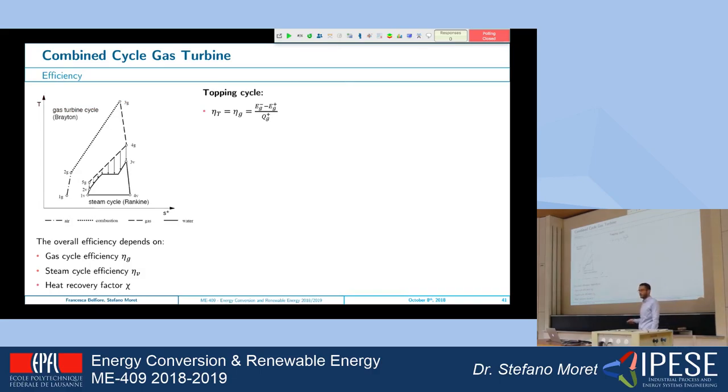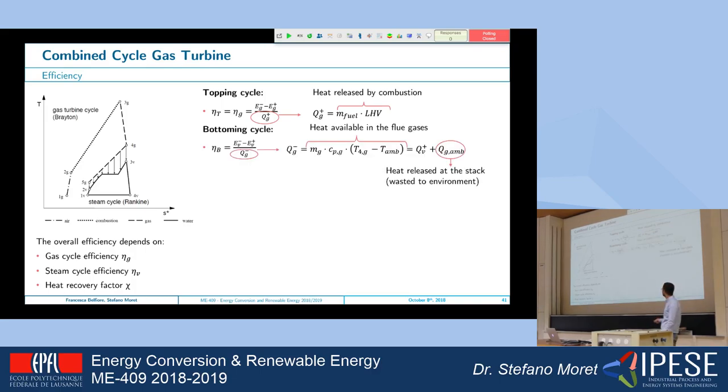So what is the efficiency of a combined cycle? To calculate it, we can look at the two cycles separately. So we call them a topping cycle and a bottoming cycle. The top cycle is basically the efficiency of the gas turbine. So at the denominator we have the heat contained in the gas that we give in input, which is the mass flow of the gas times the lower heating value, and at the numerator we have the net output of the shaft of the gas turbine, which is the difference between the work produced at the turbine minus the work required by the compressor. Okay, so this is the top cycle.